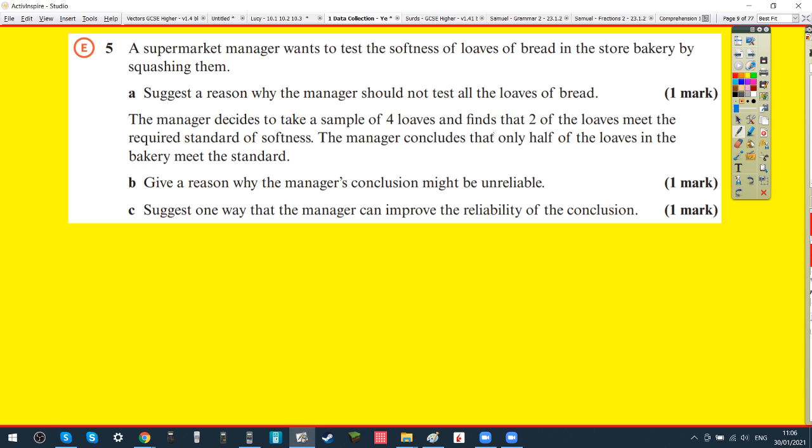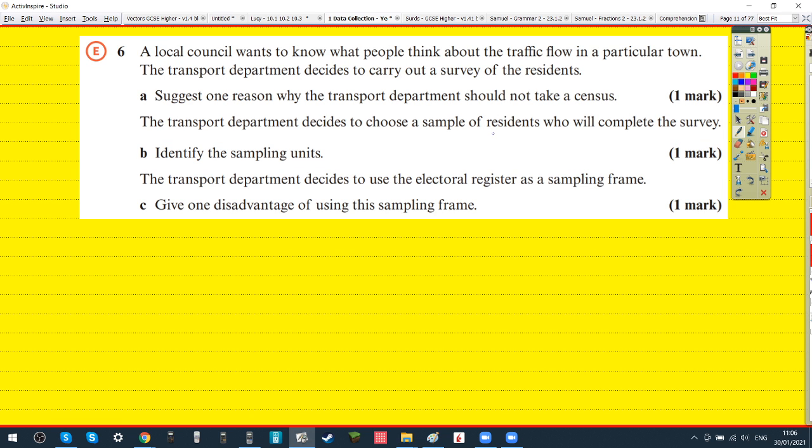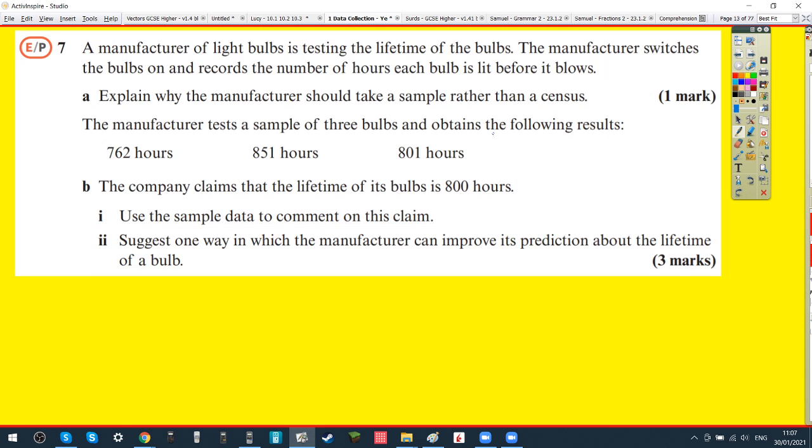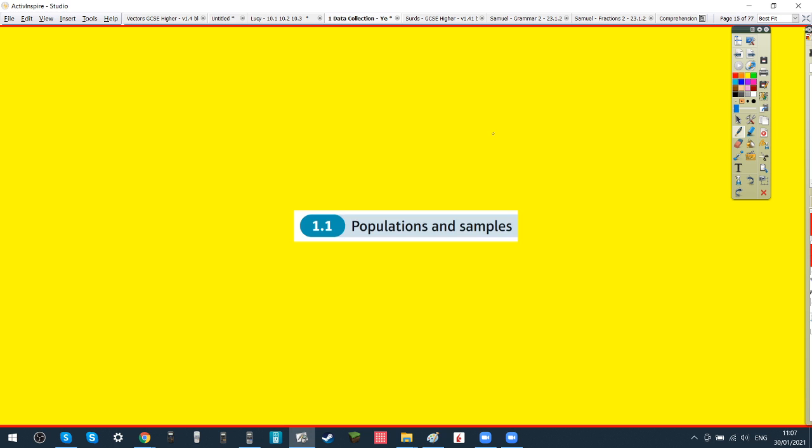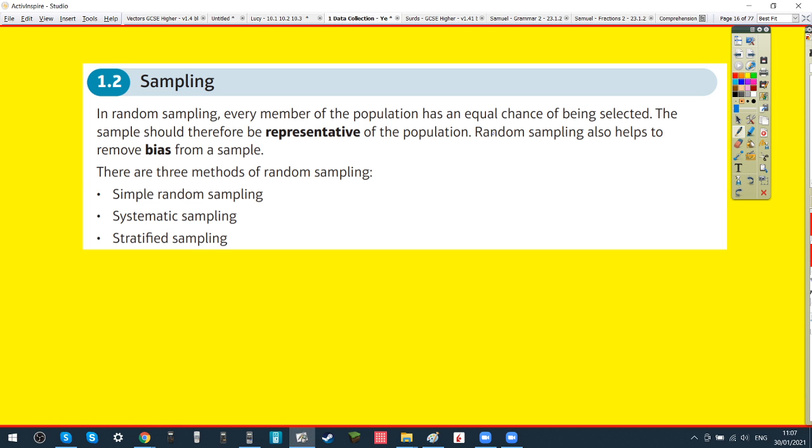Conclusions might be unreliable. I think you'll be fine. Some of this stuff you can learn. All right. The sampling units. A local council wants to know. I'll let you do this independently. Okay. The company claims. Just do this stuff independently.